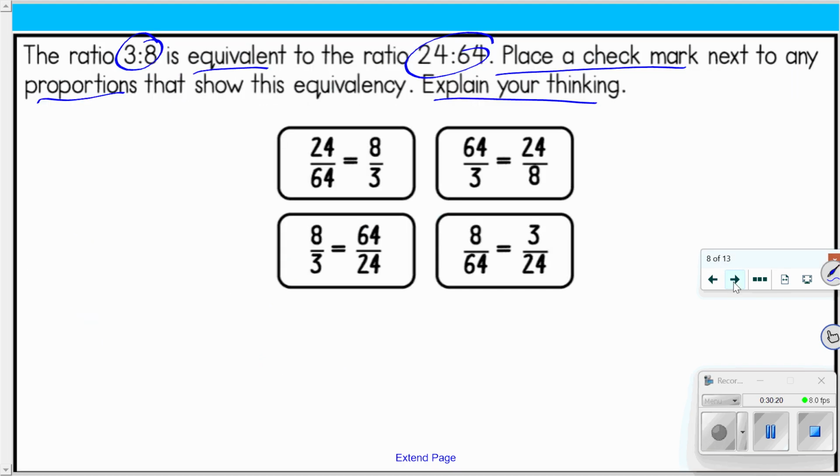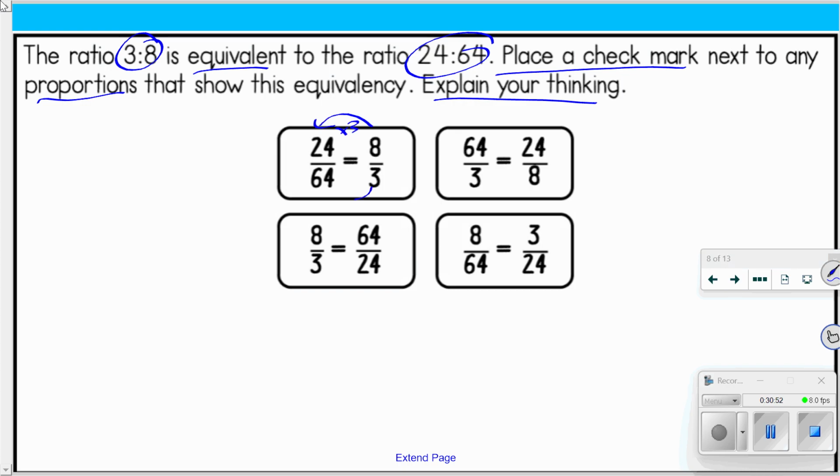Okay. The ratio 3 to 8 is equivalent to the ratio 24 to 64. Place a check mark next to any proportions that show this equivalency and explain your thinking. Okay? Now, again, you have to think about it proportionally. How am I going from one side to the other? And did I do the same thing on both? So, I like to start on the lower side. So how would I go from 8 to 24?